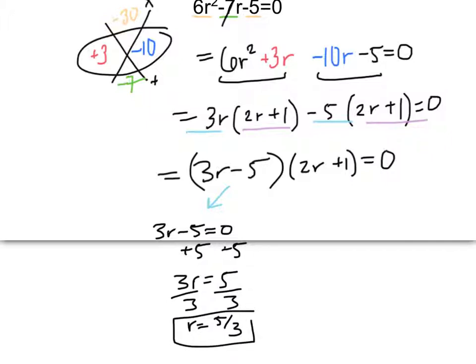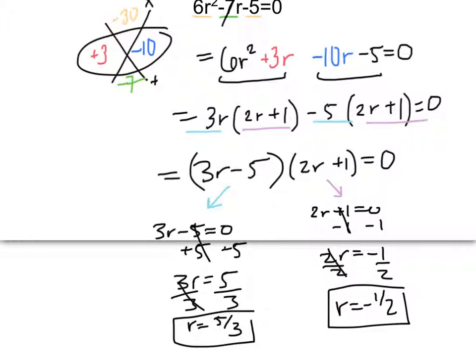Now over here, split the second group up. 2r plus 1 equals 0. Subtract 1. 2r equals negative 1. Divided by 2. Let me cross these out. R equals negative 1/2. So that's pretty much how we do it. Again, the first part, the factoring, is exactly the same. It's the second part that's a little bit different.